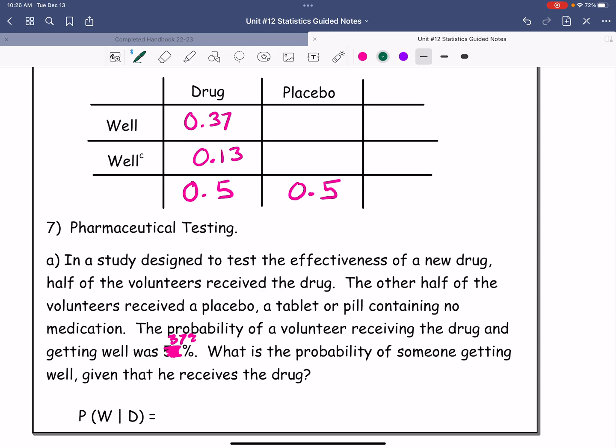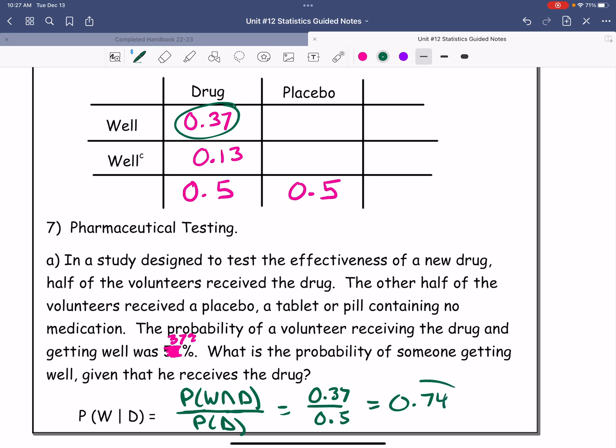Even though we can't figure out any more of this table, that's all we need, because the probability of well, given that they receive the drug, is the probability of well and receive the drug over the probability of drug. So well and receive the drug is 0.37. Receive the drug, 0.5. And we divide and we get 0.74. It's about a 74% chance they got well given that they received the drug.